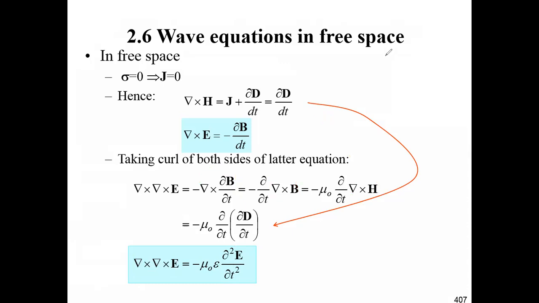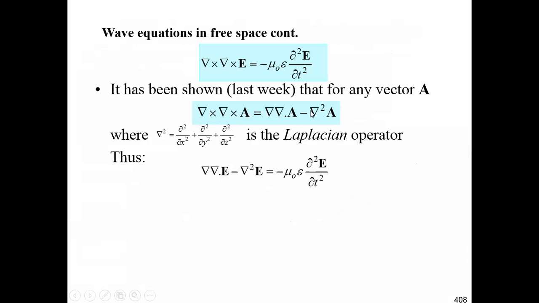So see, curl of curl of vector can be written like this: gradient of divergence minus del square, as you have already seen. So here it has been written grad of del dot E minus del square E. Now you see here del dot E. What is the value of del dot E?